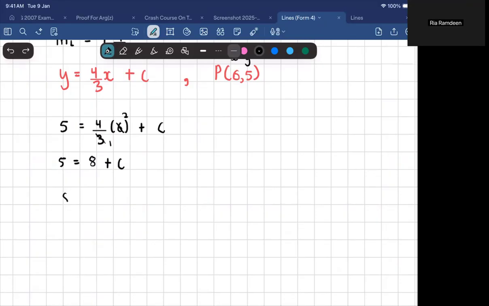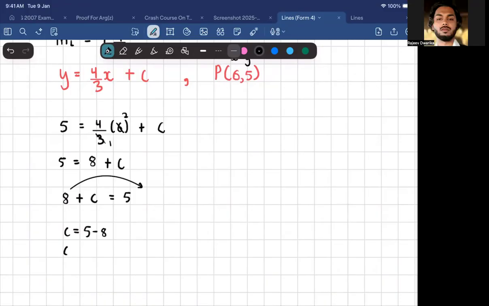8 plus C equals 5. Right? Does it look easy now? Yeah. Well, how to do that? Move it across. I have to move across the 8, and it'll become negative. Right? So C is equal to 5 minus 8.